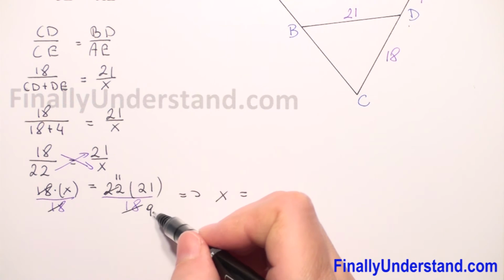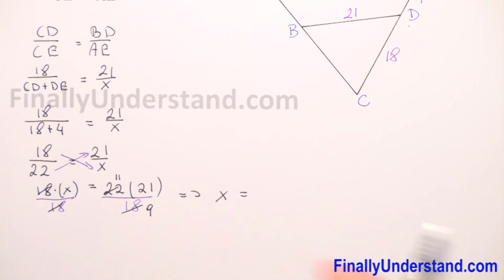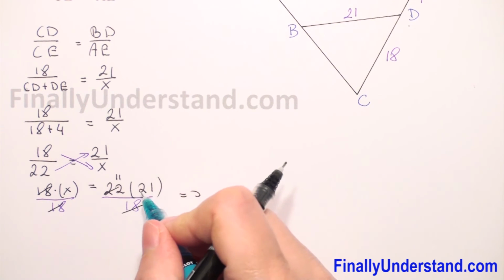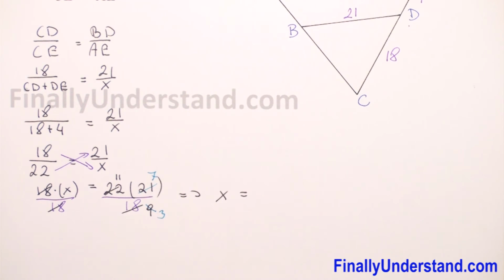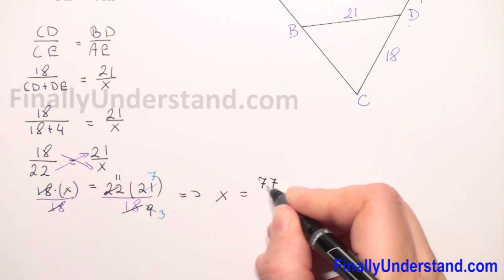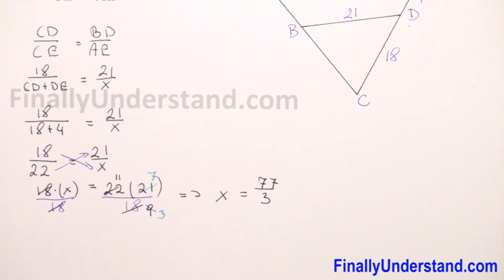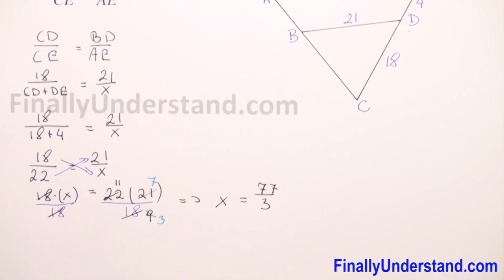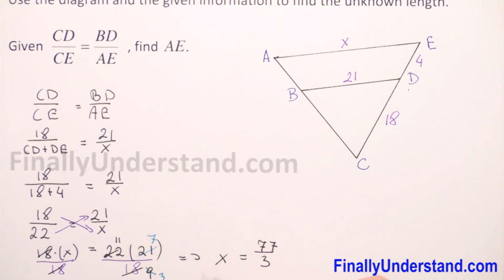And now 21 and 9 we can divide by 3, so it will be 3 over and 7. So we have 11 times 7 is 77 over 3. We have x, and x is our AE. So we can write that AE is equal 77 over 3.